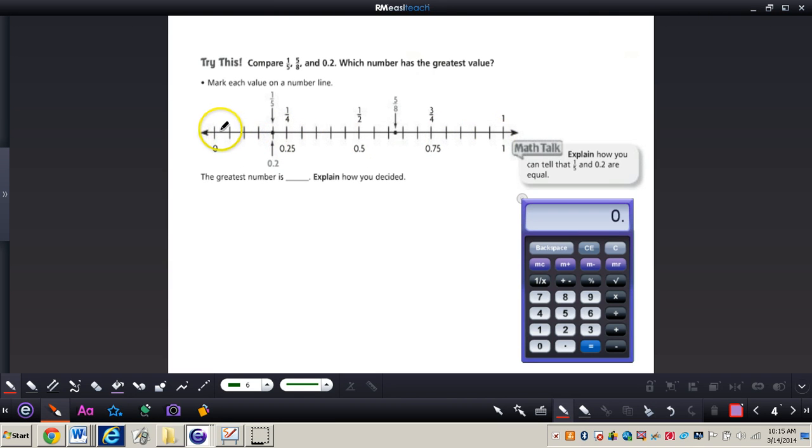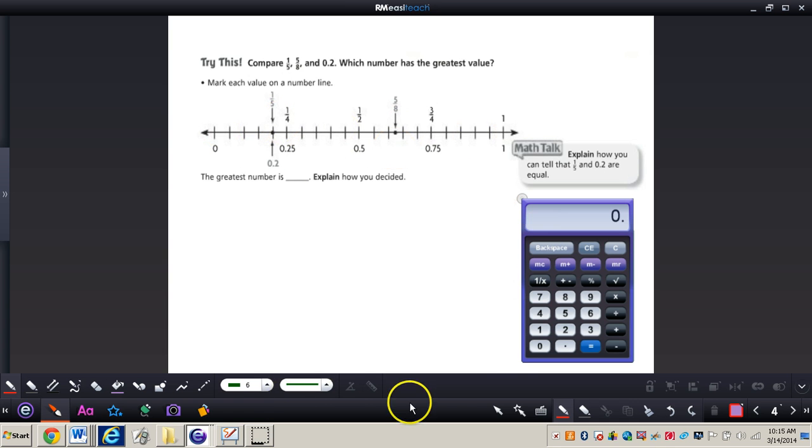Okay, so there's 20 sections from 0 all the way to 1. Now the first step is identifying where those benchmark fractions and benchmark decimals would go. This is already done for us, but think about the benchmark decimals: 25 hundredths, which represents 1/4, 5 tenths, which represents 1/2, and 75 hundredths, which represents 3/4. Now, it may be a little tricky to figure out what's 1/4 of the way down.